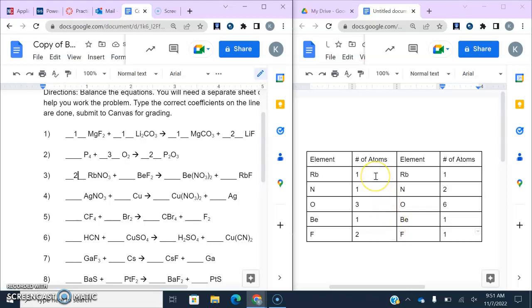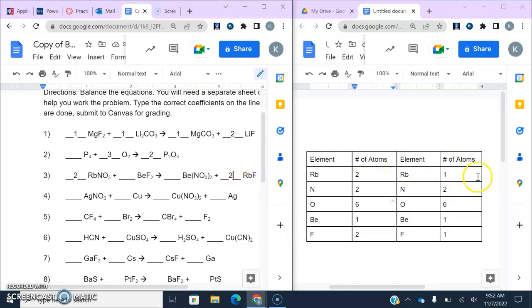So now that I've done that, I got to rework, right? I now have 2 rubidium, because 2 times 1 is 2. I'll now have 2 nitrogen, and I will have 6 oxygen. And now we've gotten our oxygens balanced by doing that, and we've got our nitrogens balanced, but our rubidium is now unbalanced, okay? So I'm going to try to go ahead and fix that as well. Since I have 2 on the left, I'm going to come over here and put a 2 on the right as well.